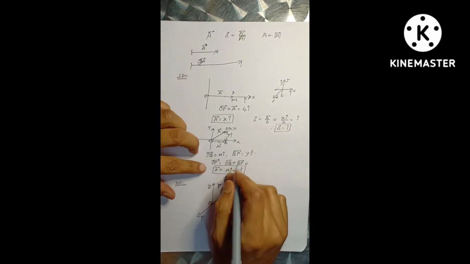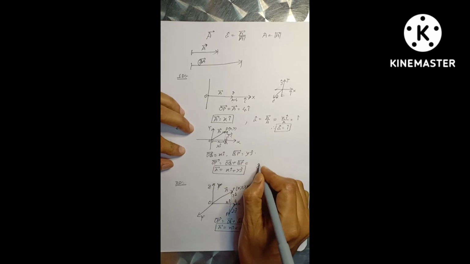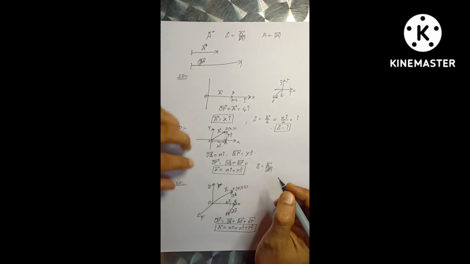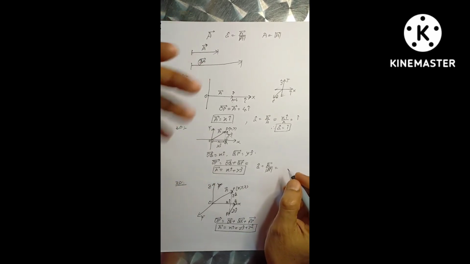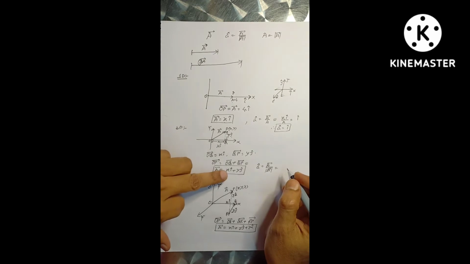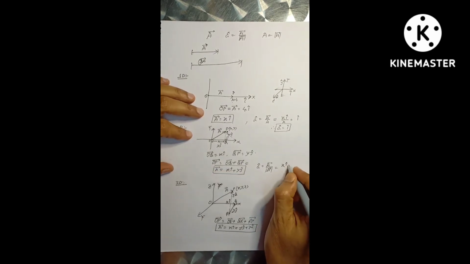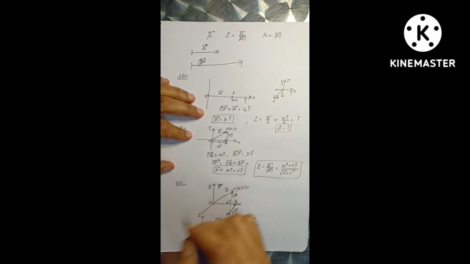In the 2-dimensional representation, we can calculate the unit vector a cap equal to a vector divided by its magnitude. Remember, we already know how to find the magnitude for x i cap plus y j cap. This is the vector and its magnitude is root x square plus y square. So this is the unit vector in the 2-dimensional case.